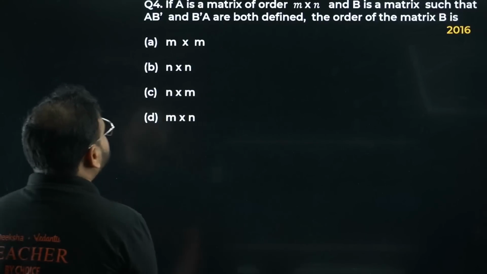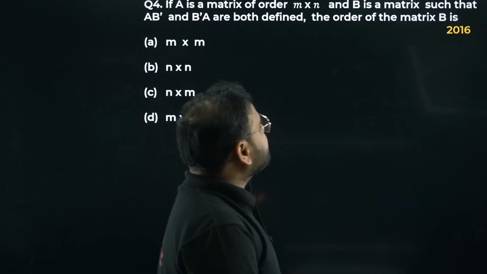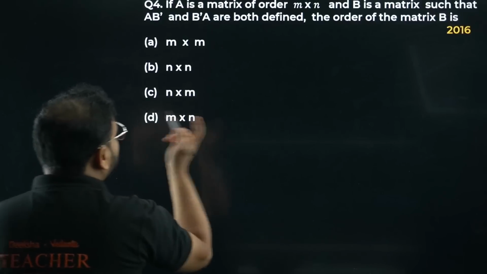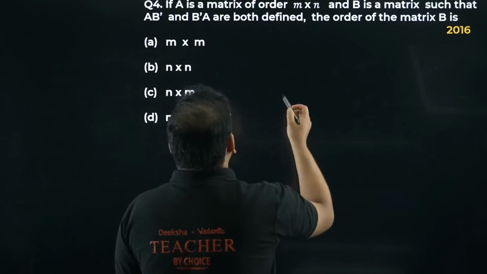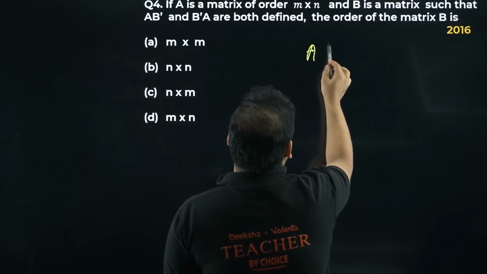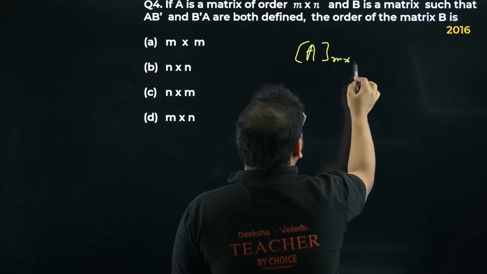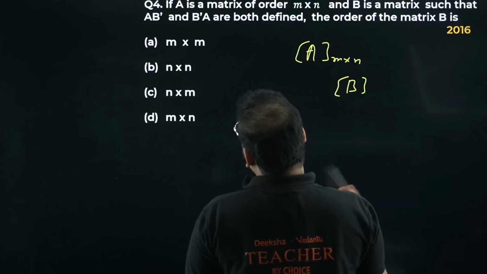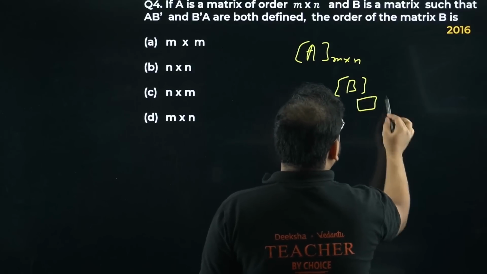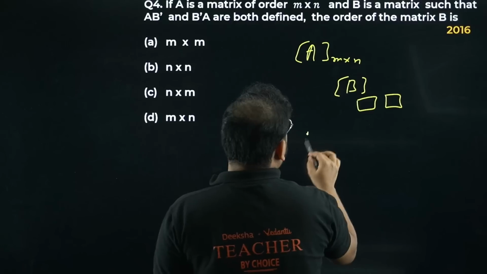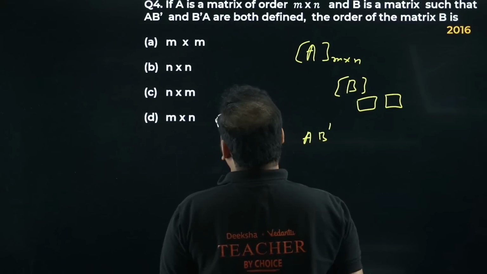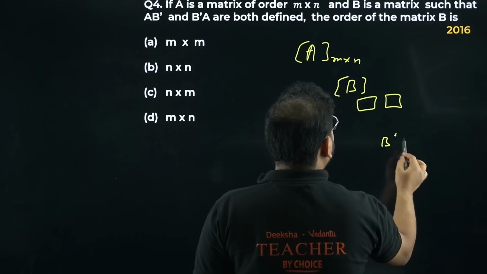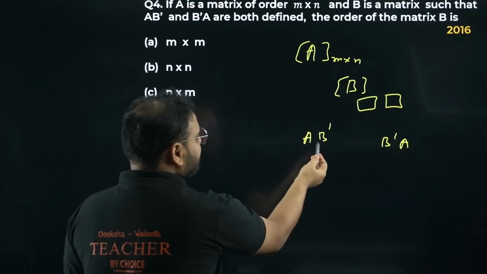Question number 4: if A is a matrix of order m cross n, B is a matrix such that AB' and B'A are both defined. So I have A given as m cross n, B's order is not written, so I have to write it here as a box. And we have AB' and B'A. So I can find the order of B'.